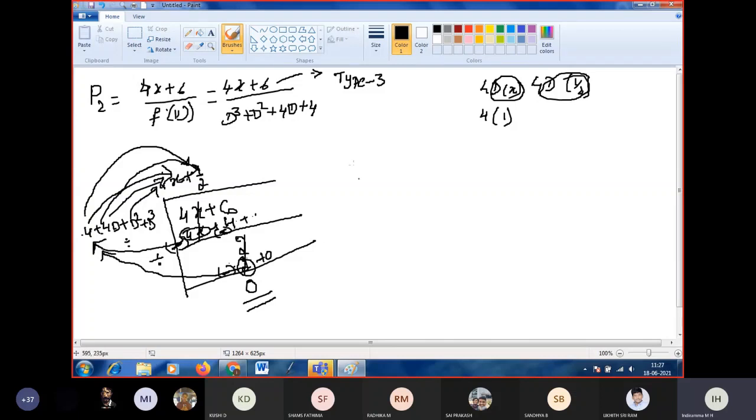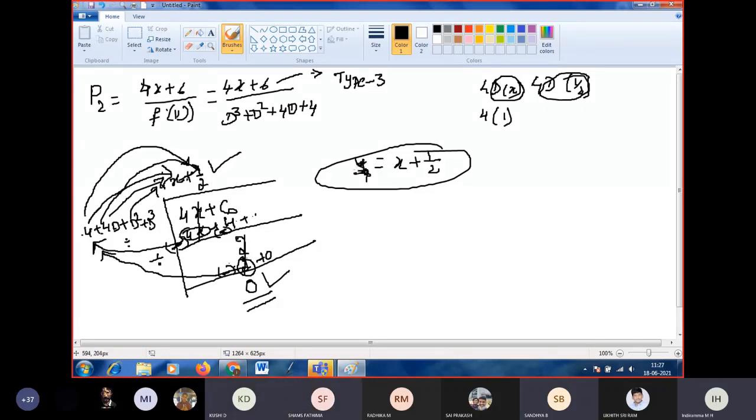Then what is your YP? x plus 1 by 2. Your quotient will be your YP. The remainder is always 0. Dividend and divisor we should write according to the rule: decreasing power of x and increasing power of D. Did you clear in finding YP? Sorry, it is not YP. What is it? It is P2.